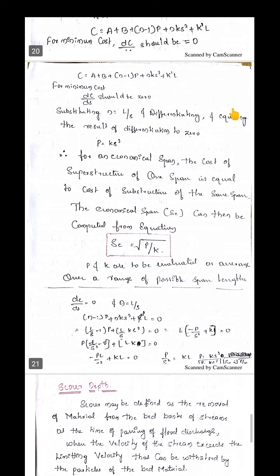Now again it is n into K S square, that is L by S K S square. So the S in L by S and one S here get cancelled, only one S remains. So it is LKS. Differentiation of S with respect to S is equal to 1, so what remains is LK. So now it is minus PL divided by S square plus KL.